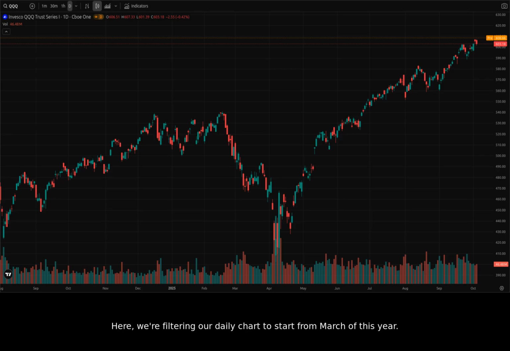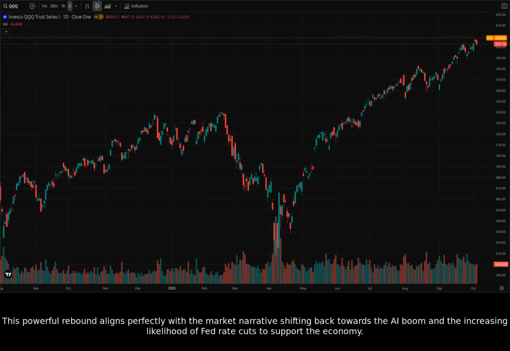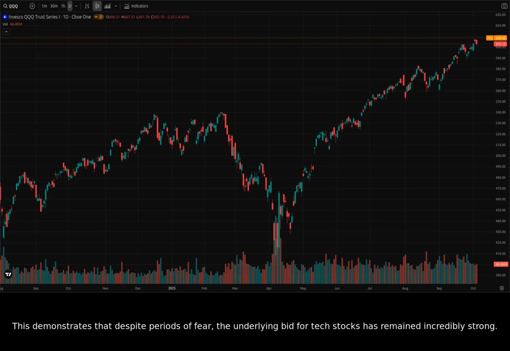Here, we're filtering our daily chart to start from March of this year. You can see the sharp sell-off in early April, where the price plunged to a low of about $402. Notice the massive spike in volume during that drop, indicating widespread panic and capitulation selling. But what followed was a stunning V-shaped recovery. This powerful rebound aligns perfectly with the market narrative shifting back towards the AI boom and the increasing likelihood of Fed rate cuts to support the economy. This demonstrates that despite periods of fear, the underlying bid for tech stocks has remained incredibly strong.